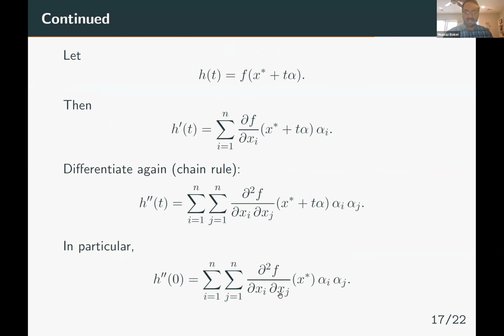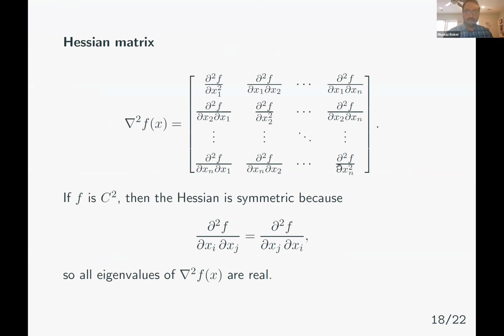Now you can write this in this vector form. This vector form, we call this matrix a Hessian matrix, which is the partial derivative of f with respect to x1 times partial derivative of f with respect to x1, partial derivative with respect to x1 times partial derivative with respect to x2, and so on. We call this the Hessian matrix. We use this symbol for that.